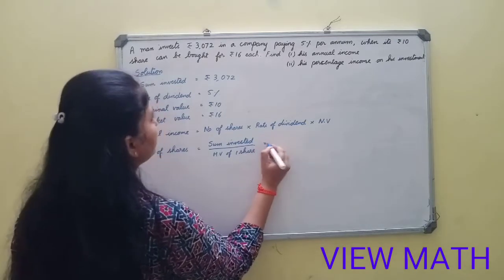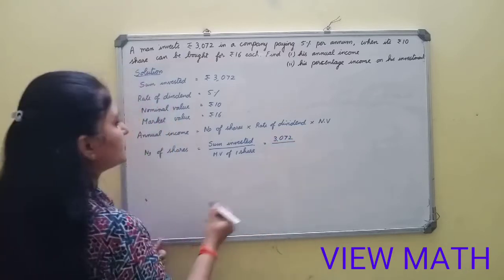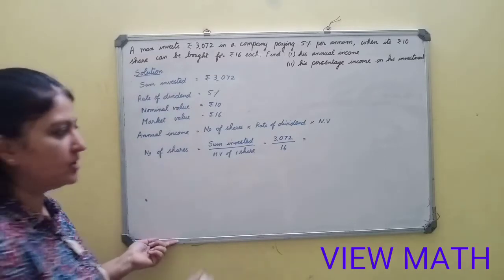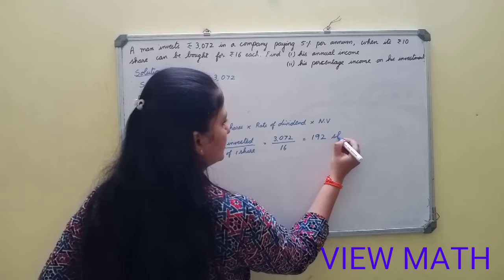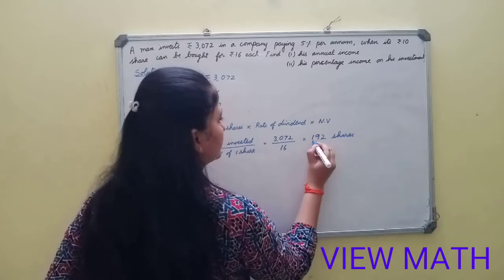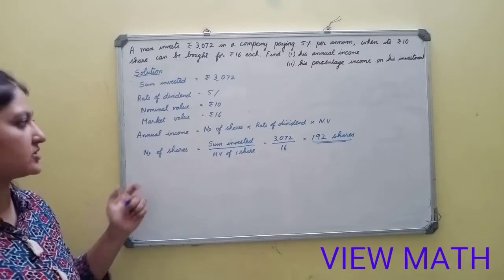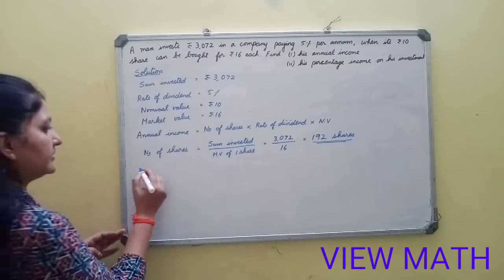So what is the sum invested? 3072 divided by market value is 16. So this is equal to 192. Do the calculation part, you will be getting 192 shares. The number of shares is 192. Now we have found out the number of shares. Now we are going to substitute in the annual income formula to find out the annual income.